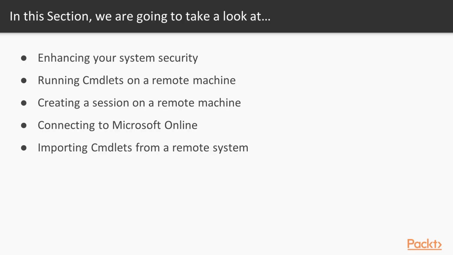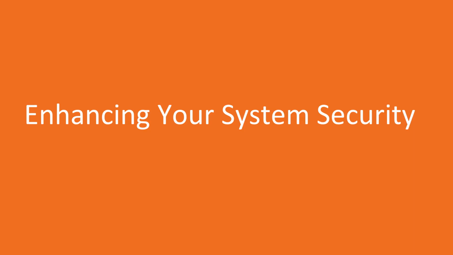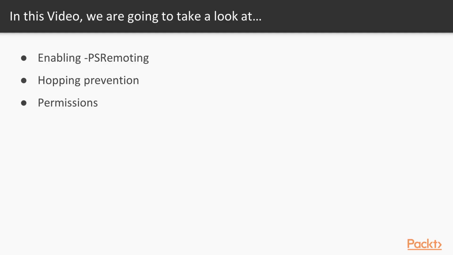In this section, we will cover enhancing your system's security, running commandlets on a remote machine, creating a session on a remote machine, connecting to Microsoft Online to administrate those services, and importing commandlets from a remote system. Enhancing your system's security. In this video, we will cover enabling PowerShell remoting, hopping prevention, and the permissions required.